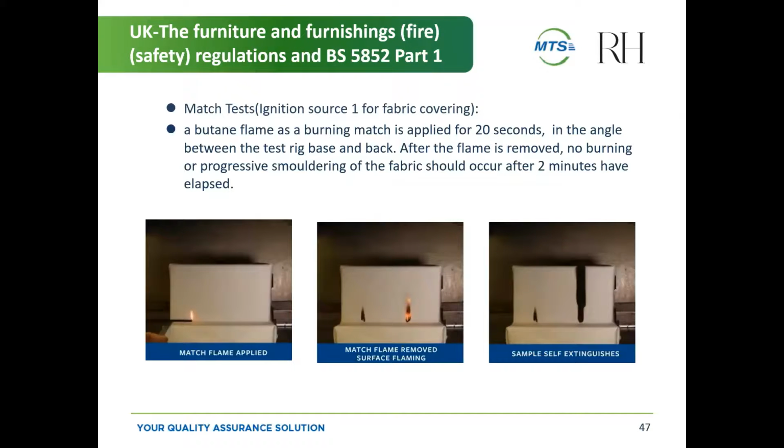Now this one is BS 5852 Part 1, and it's for UK furniture and furnishings. This one uses a match as opposed to the cigarette. You can see a match or a butane flame is being used. This is ignition source 1. The flame is applied, then you pull the flame away and let it burn. They should self-extinguish. You can see the differences in how they go through it; they wait 2 minutes to see how far it will go.